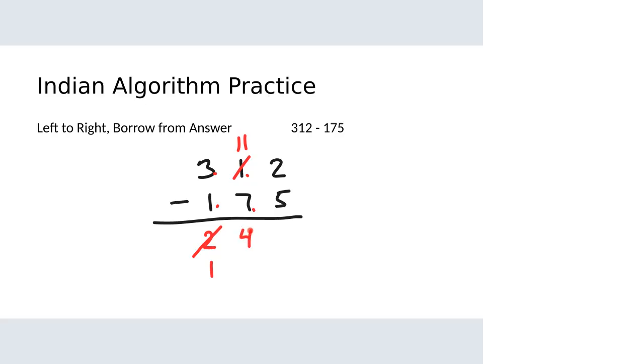Okay, doing good. Now we'll move over to the ones place, and I'd like to do 2 minus 5, but I can't. So I'm going to have to borrow. And so I have to borrow 10 from the answer, and then this goes up by 10 and becomes 12. And then 12 minus 5 is 7, and so our answer there is 137. We go left to right, and we borrow from the answer. Let me know if you have any questions about that particular method.